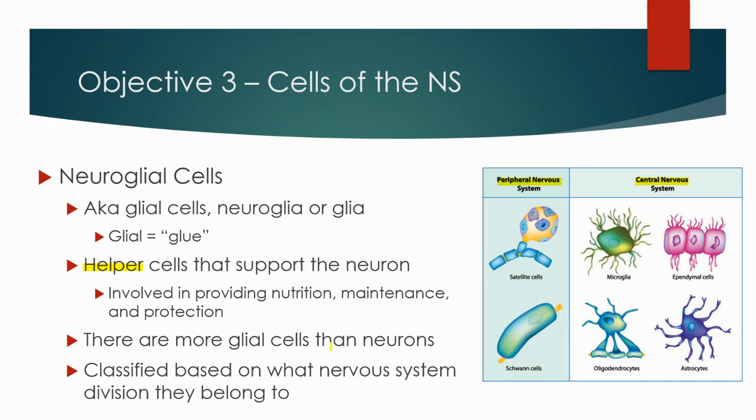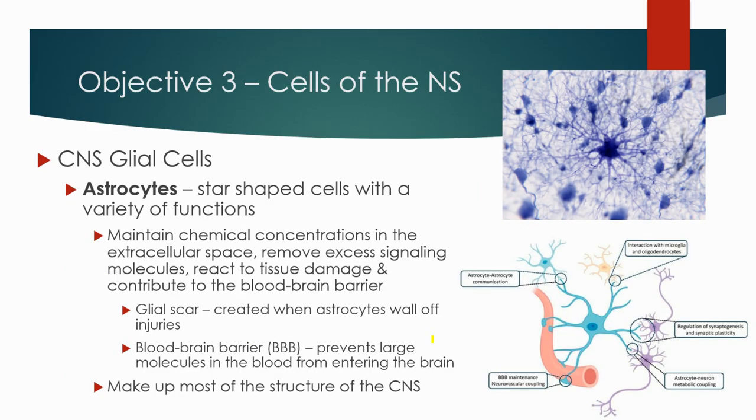So there are definitely more glial cells than neurons, and they're going to be all around within our neurons and touching them and surrounding them, but the neurons are going to be the main ones that are transmitting information. And so we're going to start with our central nervous system glial cells. We have our astrocytes, and astro refers to star, and they are star-shaped like you can see in the picture. Okay, and these are going to be very, very important cells. They have multiple functions.